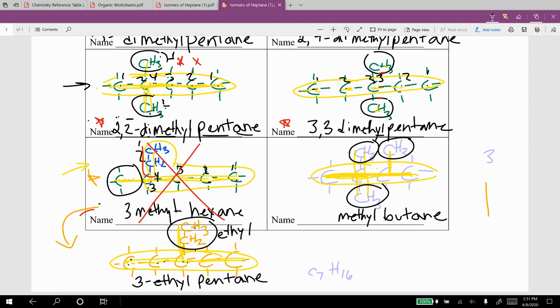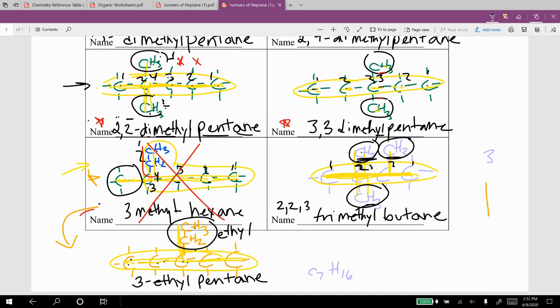It's going to be trimethyl butane. Now let's give numbers. Is it going to be number 1, 2, or 1, 2, 3? So I'm going to call this carbon number 1 and this carbon number 2. Then I have 2, 2, 3. Each one needs a number. So 2, 2, 3-trimethylbutane.